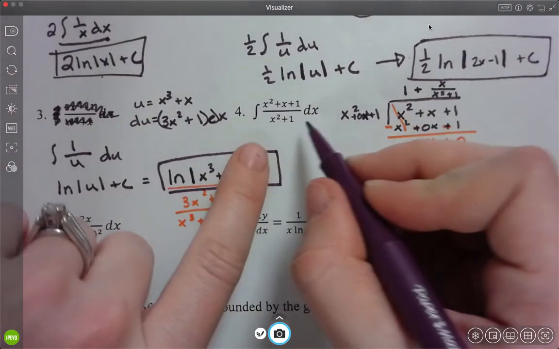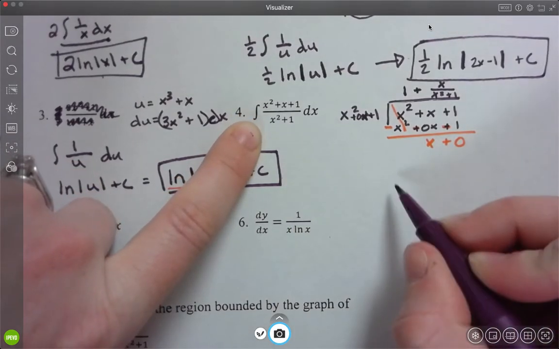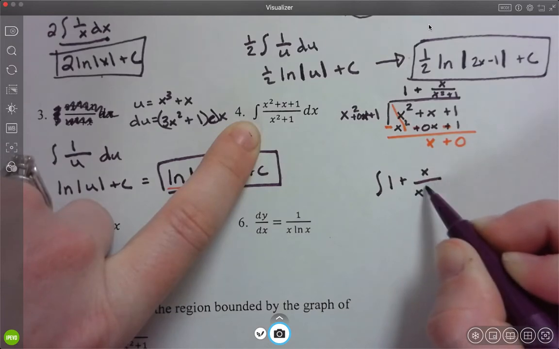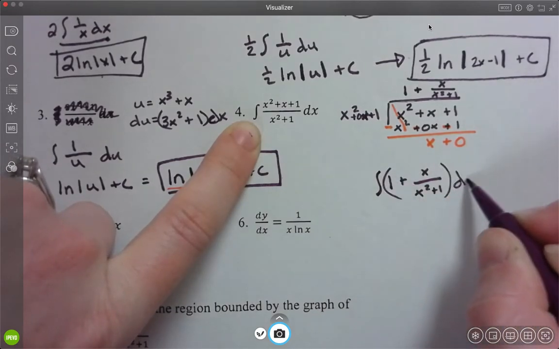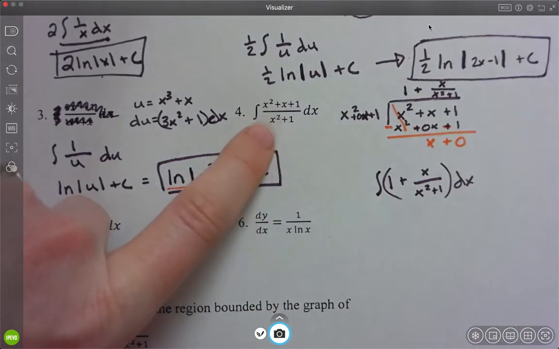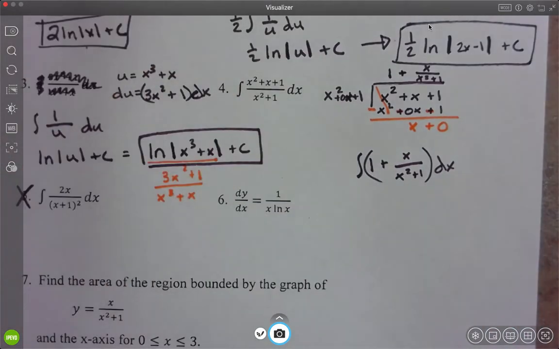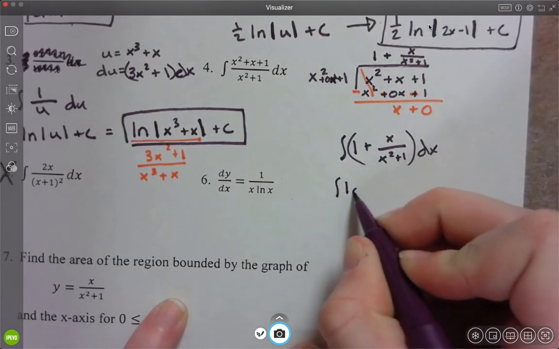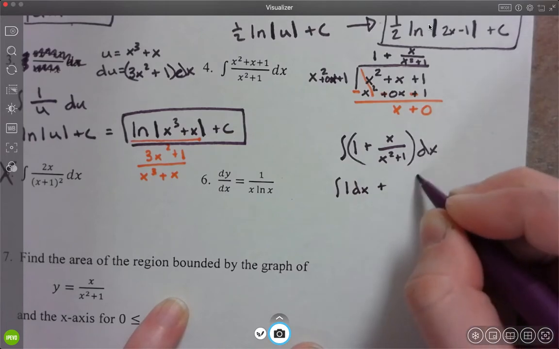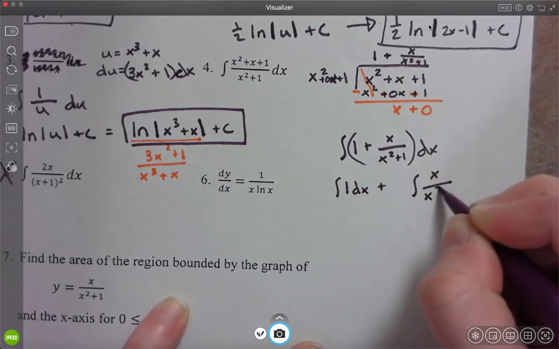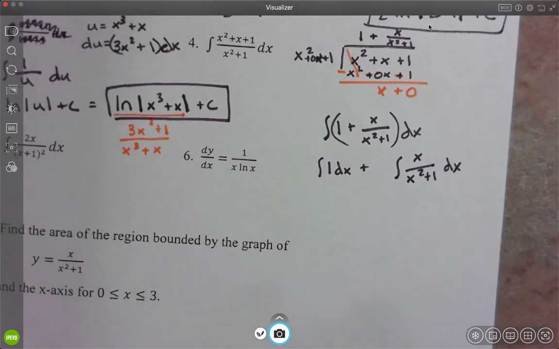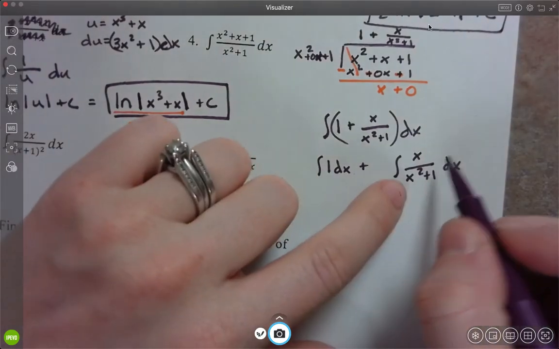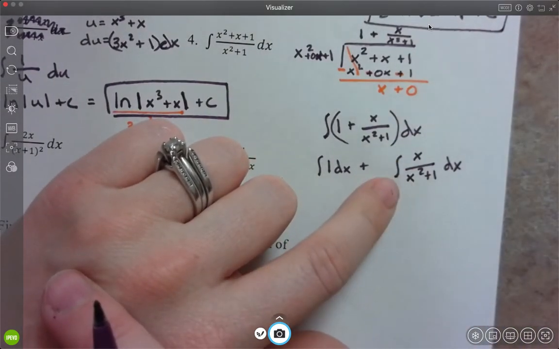So what we're going to do with this then is I'm going to write my integral as 1 plus x over x squared plus 1 dx, and that's what this is equivalent to if we do our long division. Now, since I have a plus sign in between there, I can separate this into 1 dx, and I can separate the other piece into x over x squared plus 1 dx. So I just bump it into 2 pieces. So this part is the one that we're going to use the substitution on.